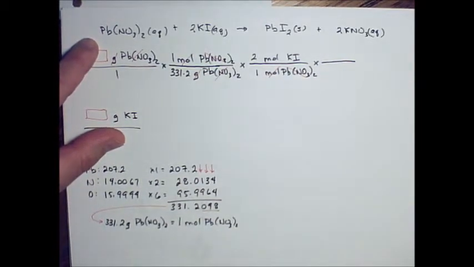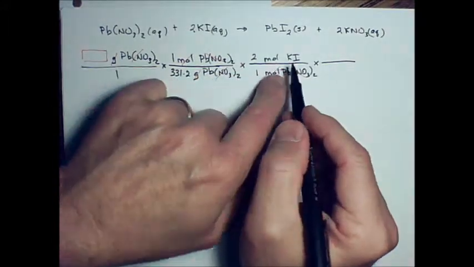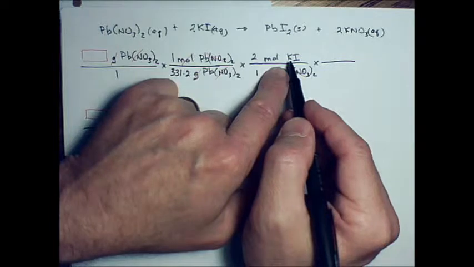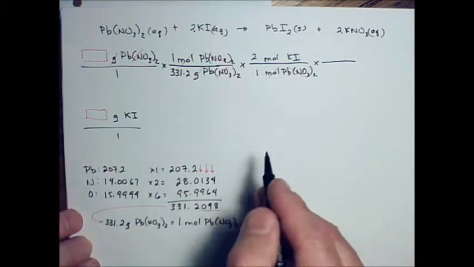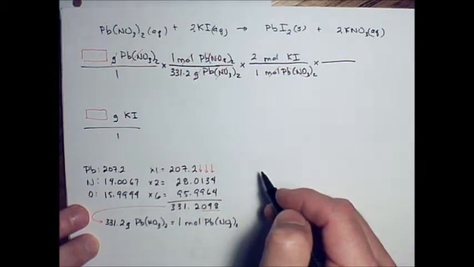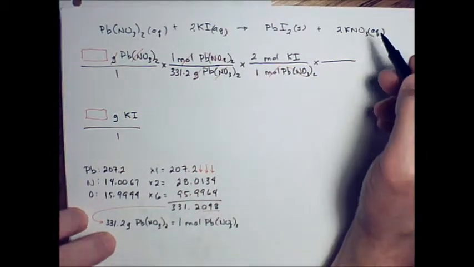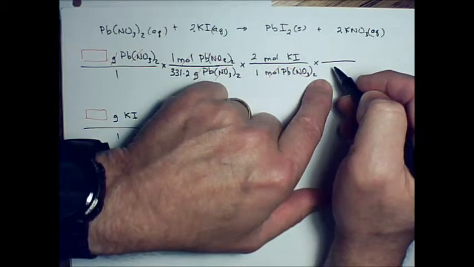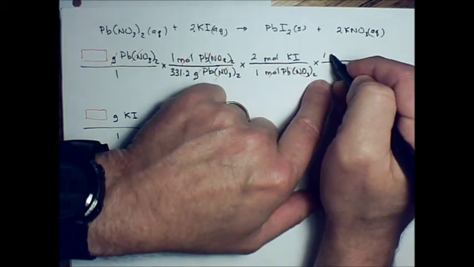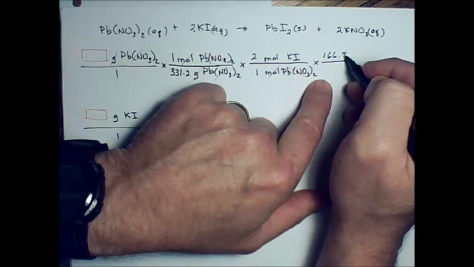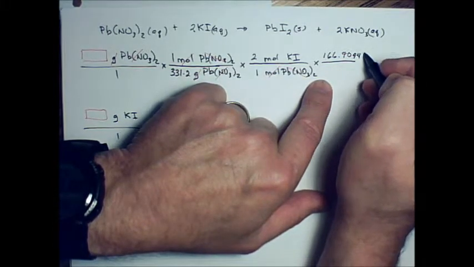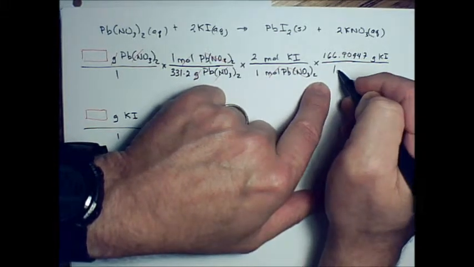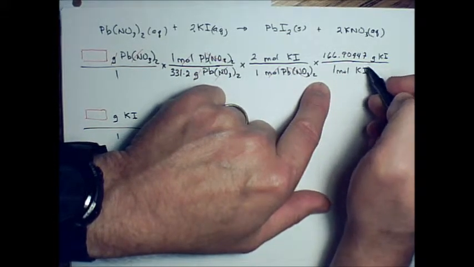Okay, and now we need to convert this into grams. And so we need another molar mass, this time for potassium iodide. Since I've shown you how to do that, I'm just going to go ahead for time and put in the correct molar mass for potassium iodide. It's going to be 166.90447 grams of potassium iodide, and we'll have 1 mole of potassium iodide on the bottom.